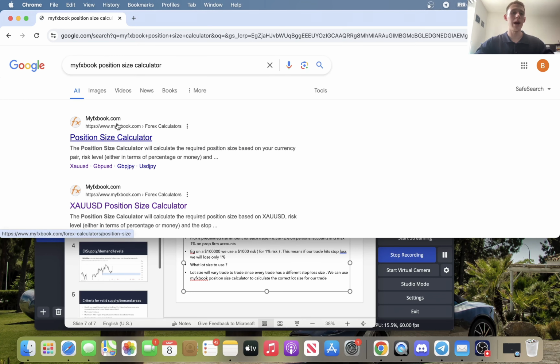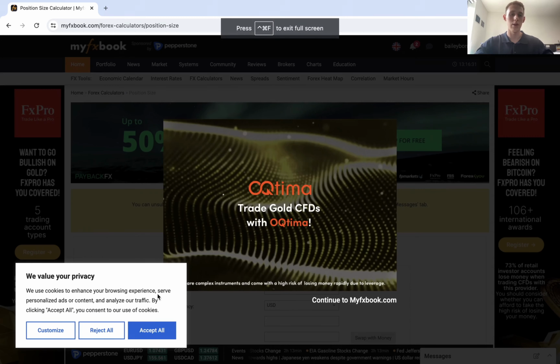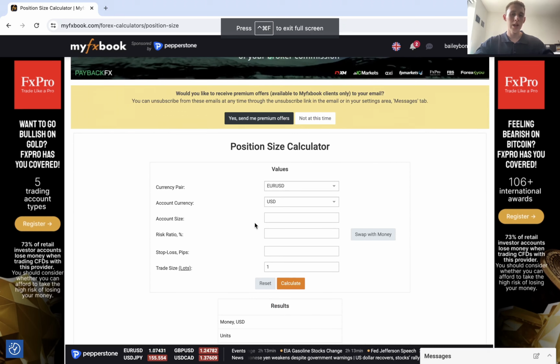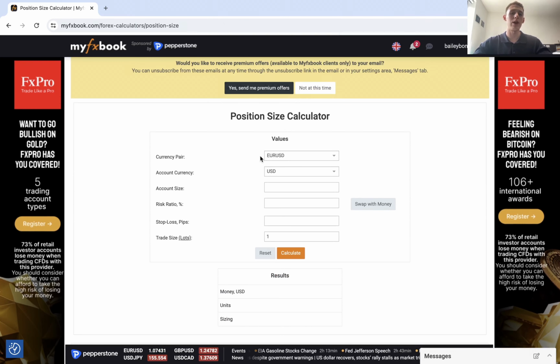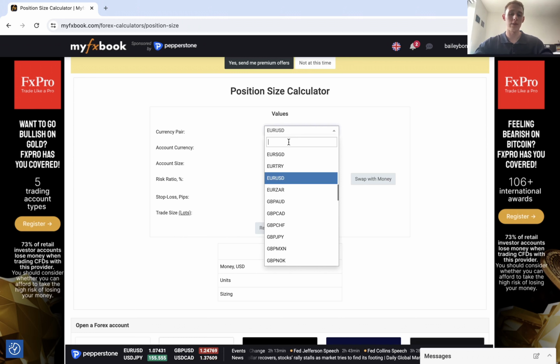So we type in my FX book position size calculator. This is a free software, and we click on the website. And what we can see here is we have the calculator. So we simply input the values. So here we have GBP USD.